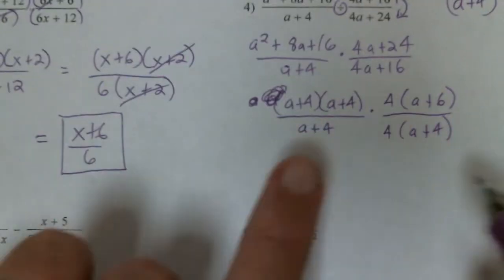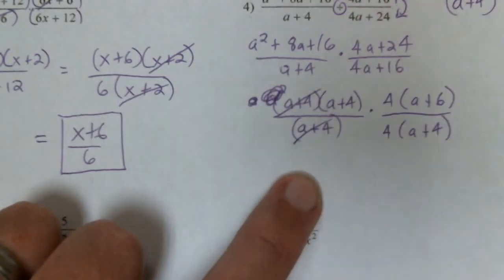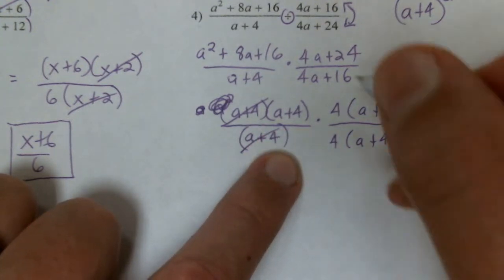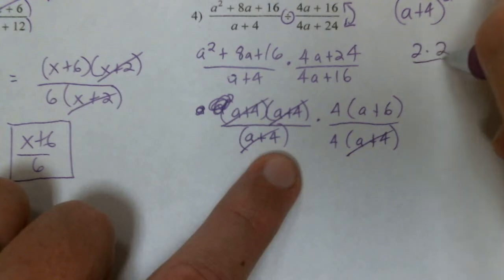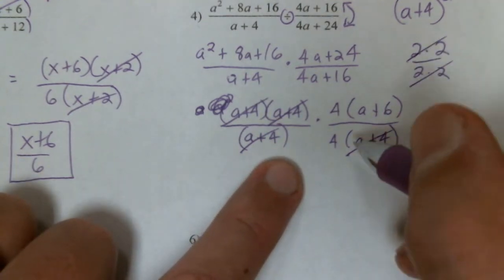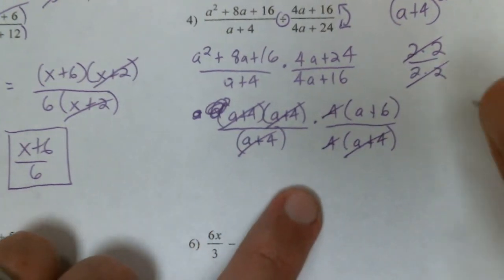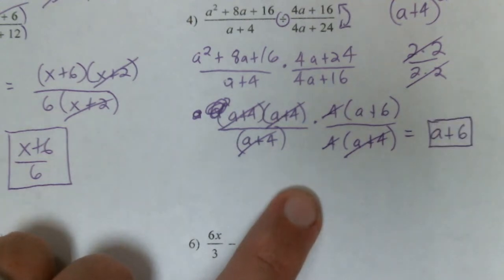It's the same thing down here. I can only cancel one of these parentheses, so one of those guys goes away. However, I still have another one down here. So in this case, yes, I can cancel all 4 of those guys. That would just be like 2 times 2 over 2 times 2. They'll all go away. This 4 and that 4 cancel, and I'm simply left with a plus 6. That's my final answer.